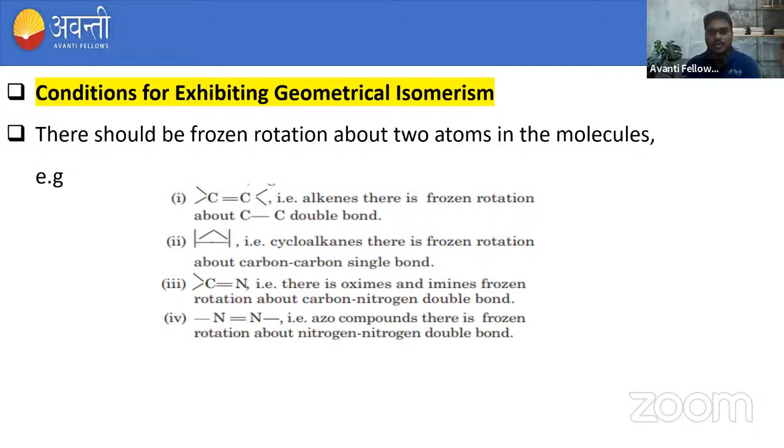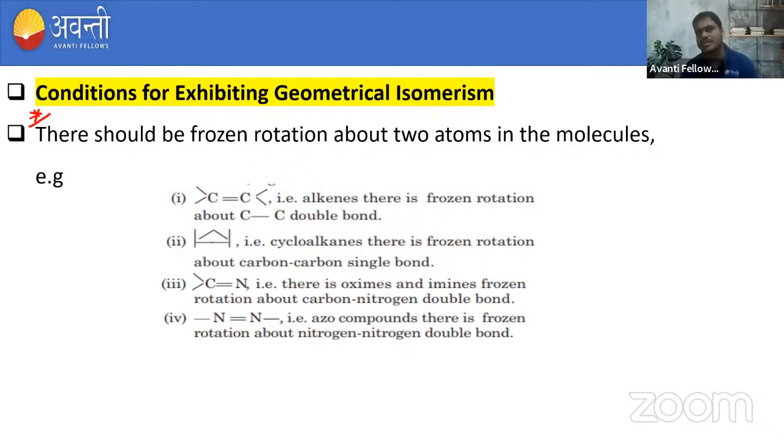So what are the conditions for exhibiting geometrical isomerism? There should be a frozen rotation about the two atoms in the molecule. This is one of the most important conditions, or we say restricted rotation. Restricted or frozen rotation about the two atoms in the molecule. For example, if we have alkene, then there is a frozen rotation about C=C. This carbon cannot rotate. There is a restriction in the rotation. So whenever a restricted rotation system is present, only then geometrical isomerism arises. If this restricted rotation is not possible, then geometrical isomerism won't arise.